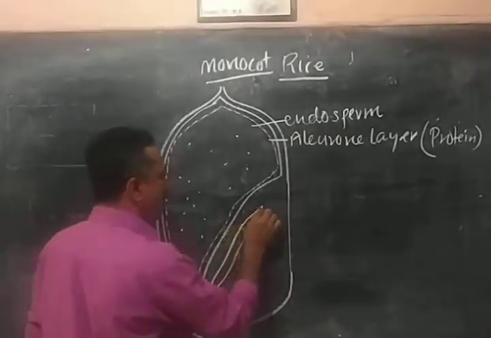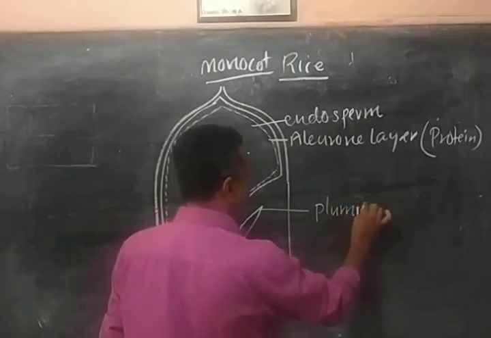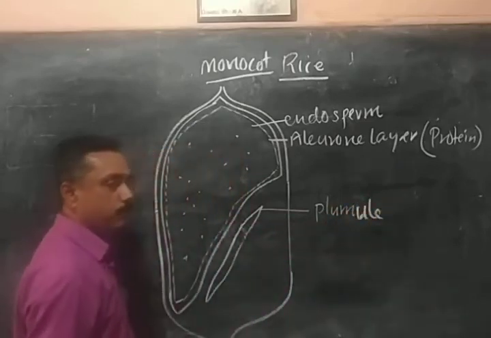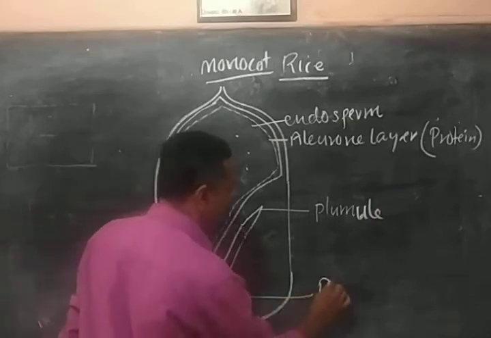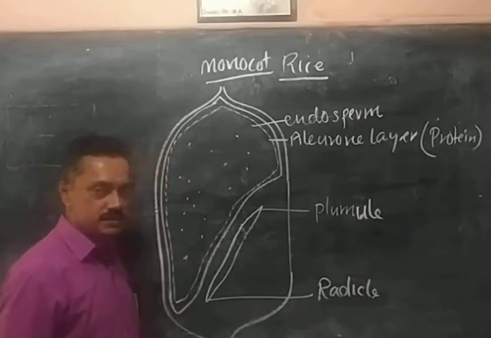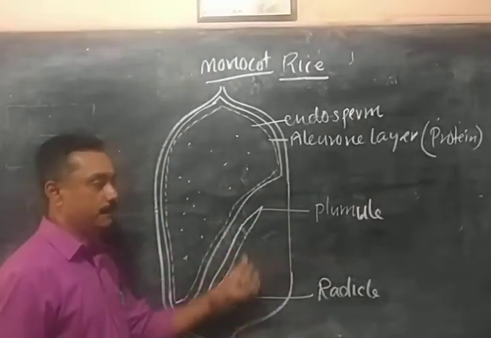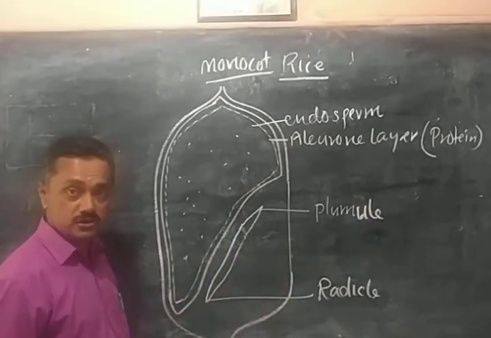The tip of the embryonal axis is called the plumule, and the base of the embryonal axis is called the radicle. As in the case of the dicot seed, the radicle develops into the root system and the plumule develops into the shoot system.